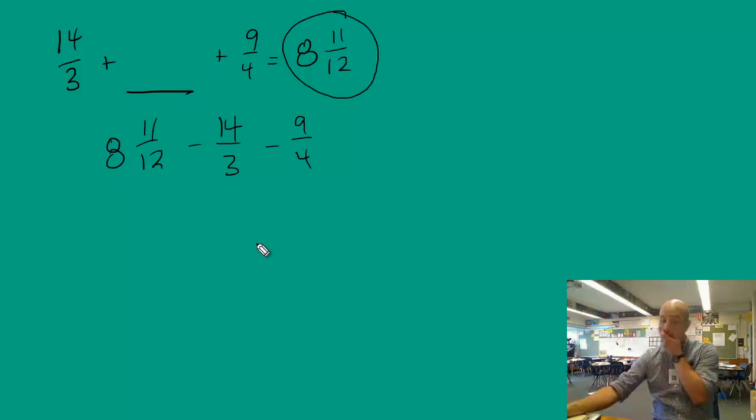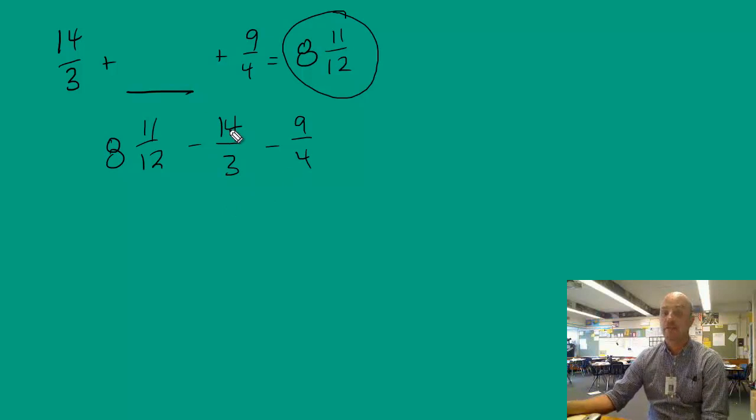Okay. Now, looking at this, obviously I have some common denominators to create, right? I also have some improper fractions here. I have 14/3 and 9/4. So what do I want to do about that? I think the easiest thing to do would be to turn these back into a mixed number. So let's do that first.